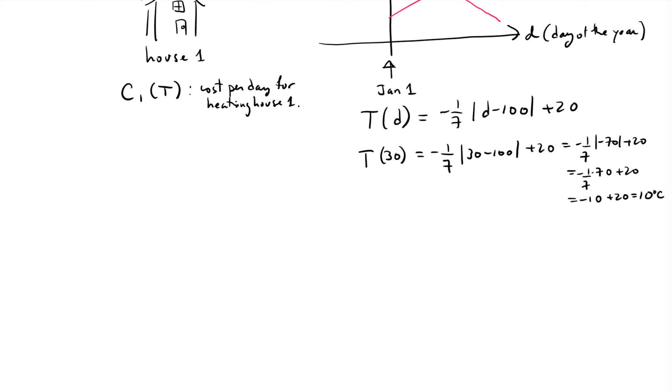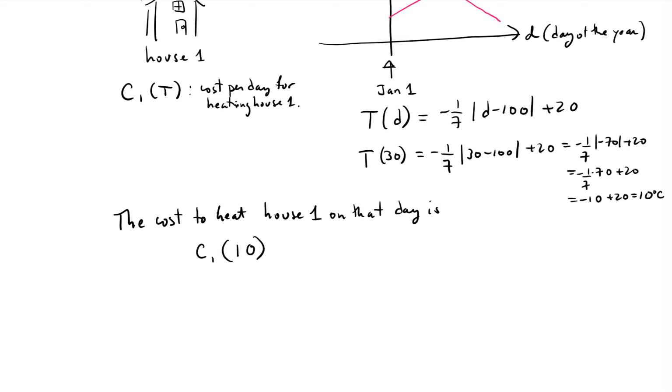Okay. So how much would it cost to heat the house on that day? Well, clearly I would replace the temperature on that day into C1. So let's write that down. The cost to heat house 1 on that day is, well, what is that? It's C1 of 10, because that's the temperature outside.